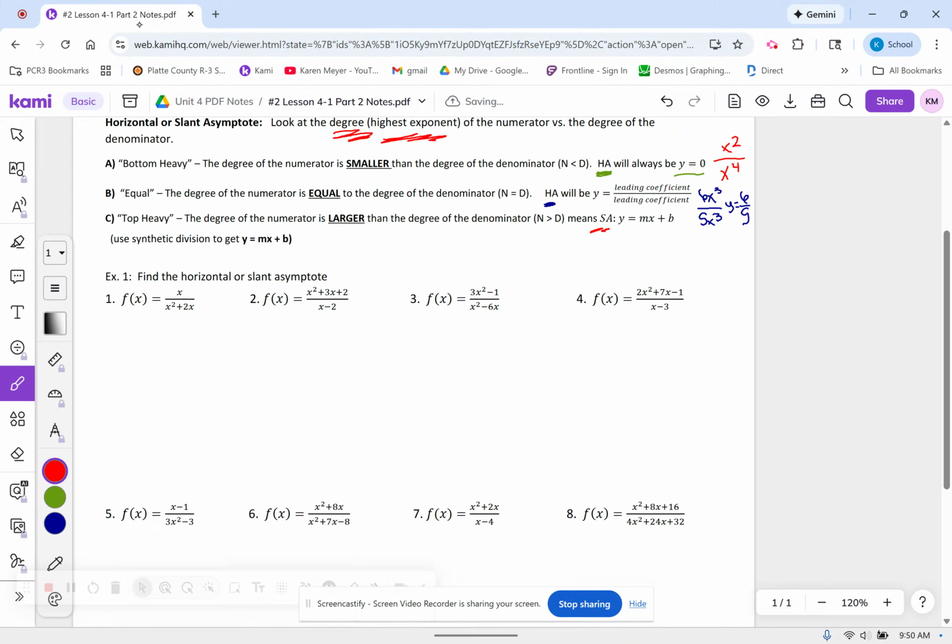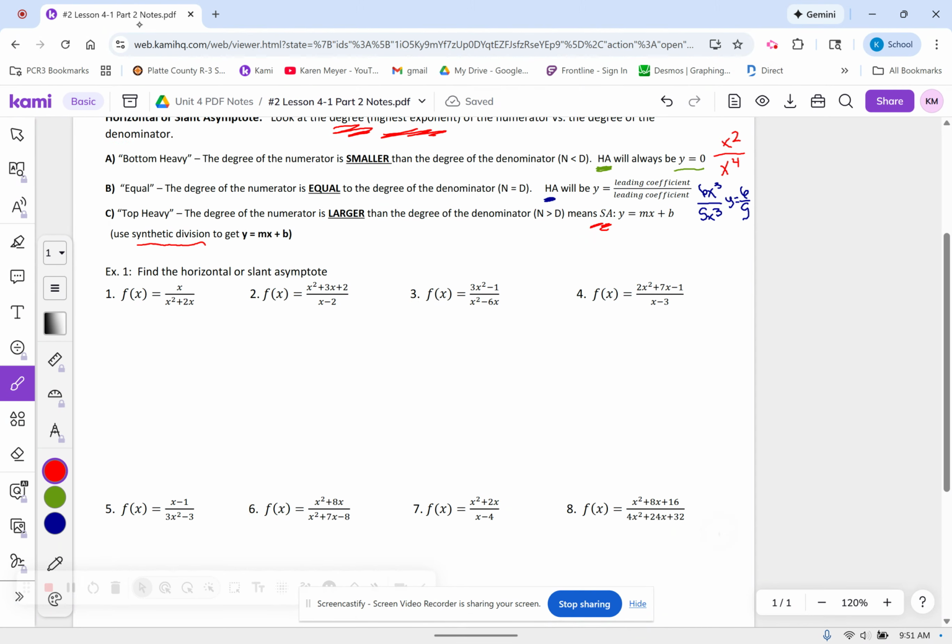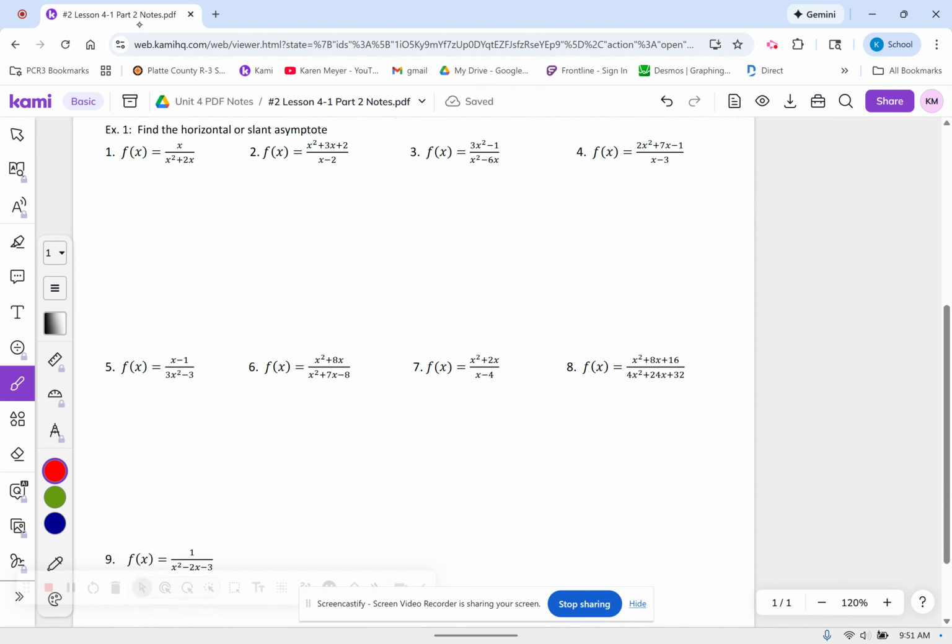And remember, the slant is always going to be y equals mx plus b. You're going to use synthetic division to help you get this one. Synthetic division is something we used in our last unit. As we're working out a problem down below, I'll show you how we use synthetic division to get the answer. So let's just jump into some examples.